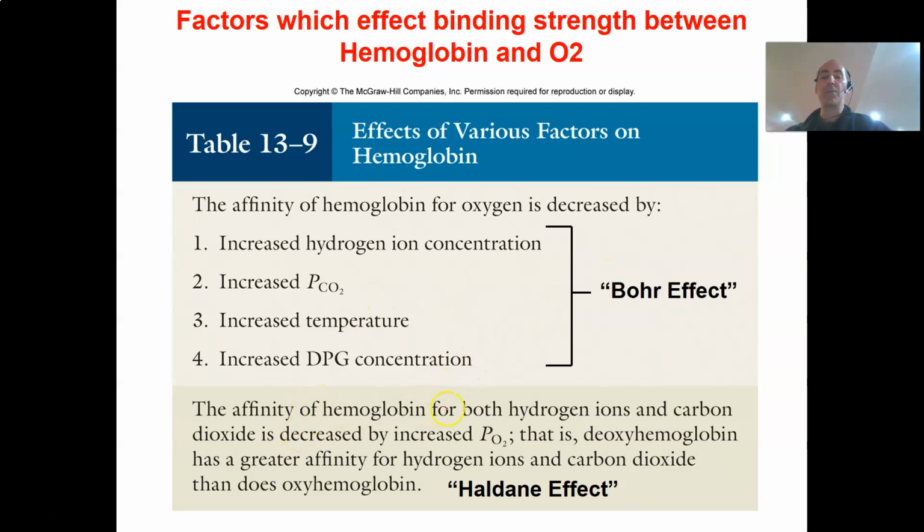The affinity of hemoglobin for both hydrogen ions and carbon dioxide is decreased by an increase in PO2. That is, deoxyhemoglobin has a greater affinity for hydrogen ions and carbon dioxide than does oxyhemoglobin. So that's called the Haldane effect. So you should know the Bohr effect and the Haldane effect.